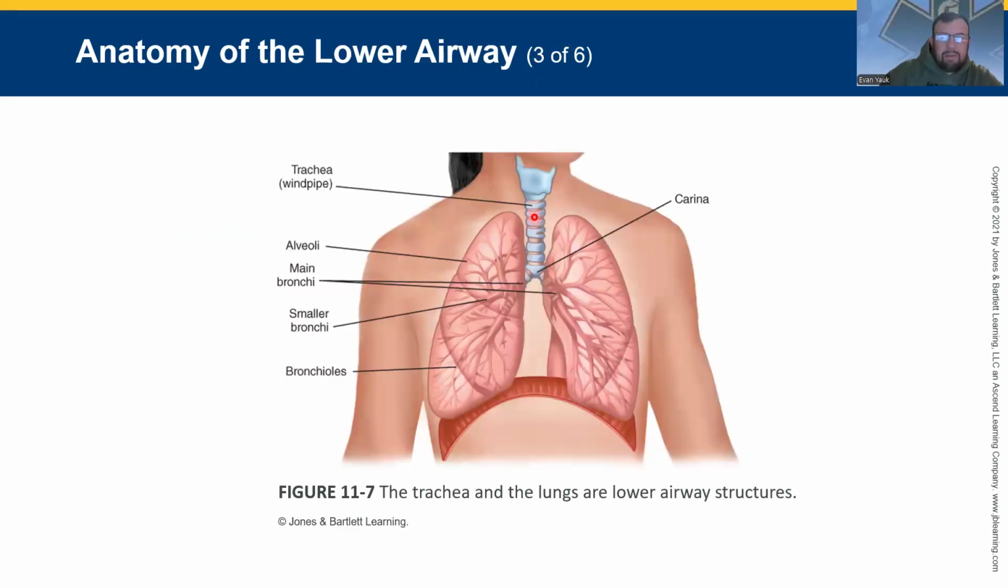So our windpipe, our trachea right here, our carina is that dividing point. It goes into our main bronchi, which is the trunk of our tree. Smaller bronchi are the branches. Bronchioles, even smaller. And then it actually ends down here at the end of each one of those bronchioles with the alveoli.